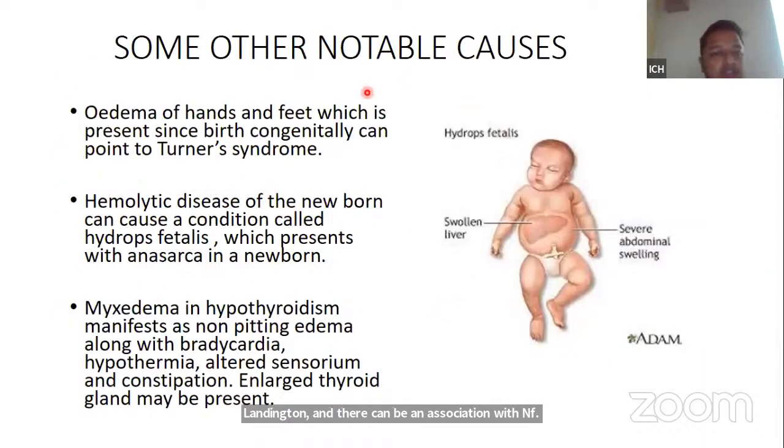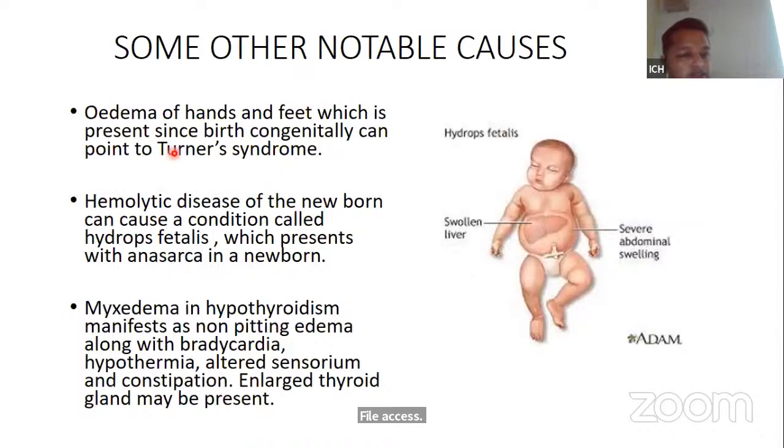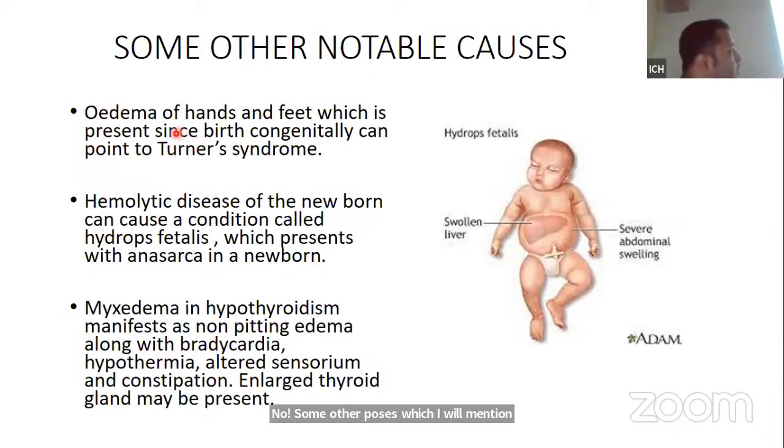Now, some other causes which I will mention: in patients of Turner syndrome and Noonan syndrome, there can be congenital edema of hands and feet, and also a neonate can present with anasarca in cases of hemolytic disease of the newborn and hydrops fetalis. Hydrops fetalis has immune causes like ABO and Rh incompatibility, and non-immune causes like TORCH infection, cardiac causes, congenital heart defects, and lung causes, which can present as anasarca in a newborn.